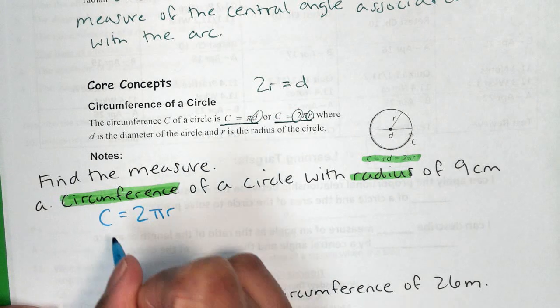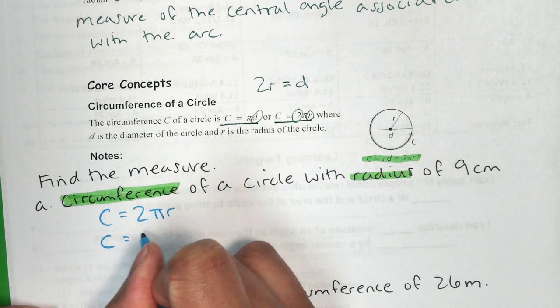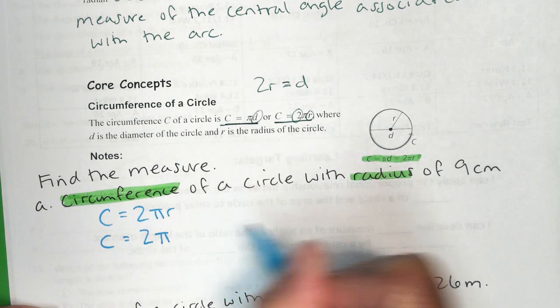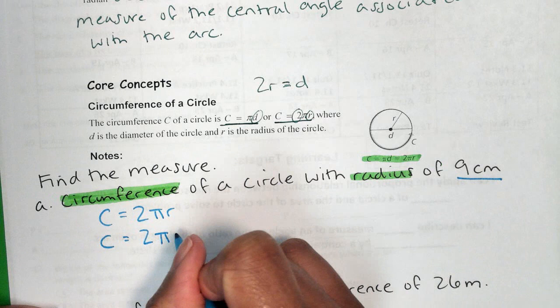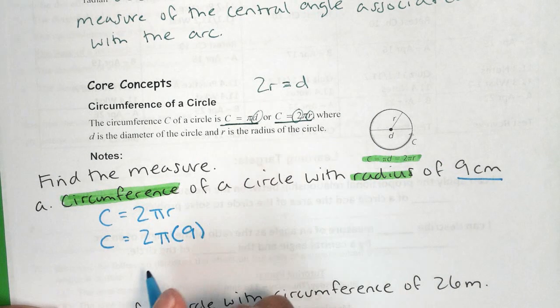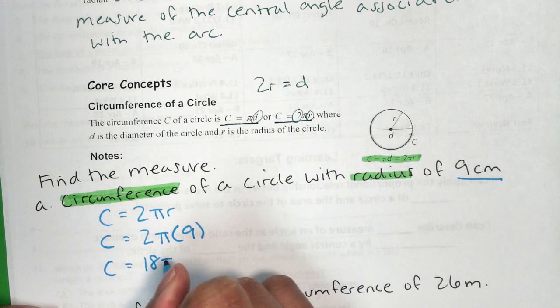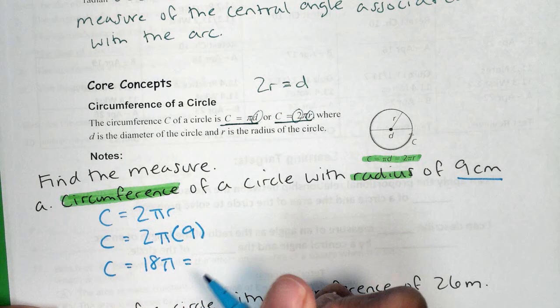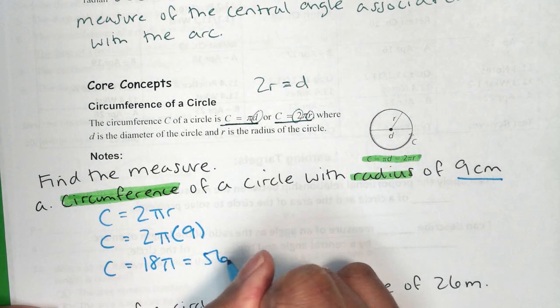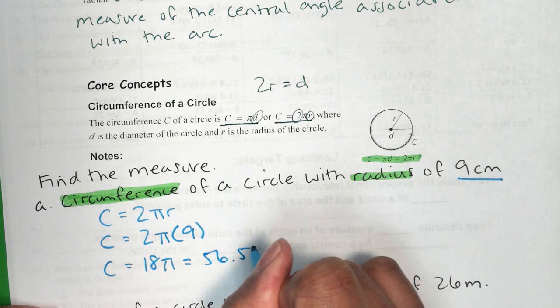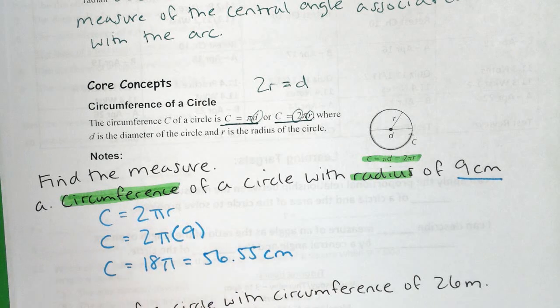Okay, and we need to find the circumference. We're going to leave capital C, and then we still have 2 pi, and we know that our radius is 9 centimeters, so we're going to insert 9 here. And so the circumference will equal 18 pi, or expressed as a decimal, 56.55 centimeters. And here's how you would display this into the calculator using pi.